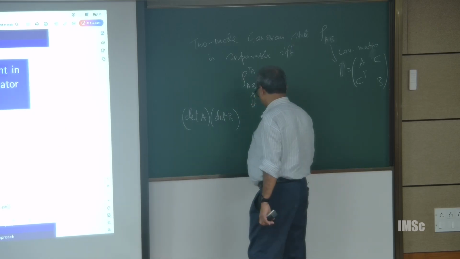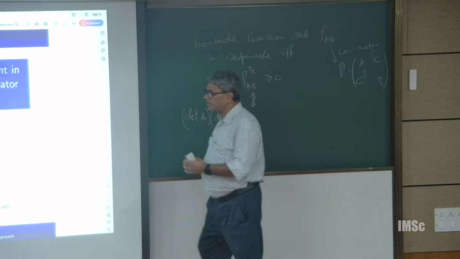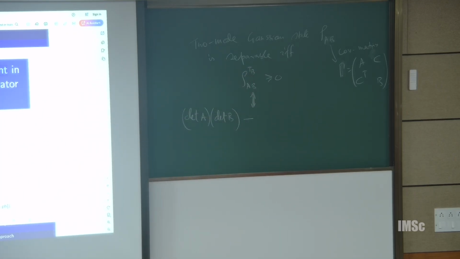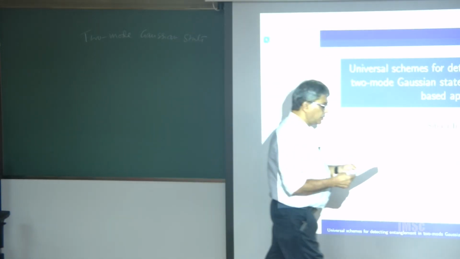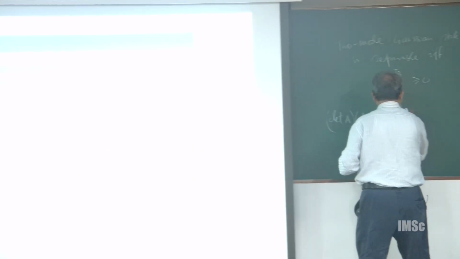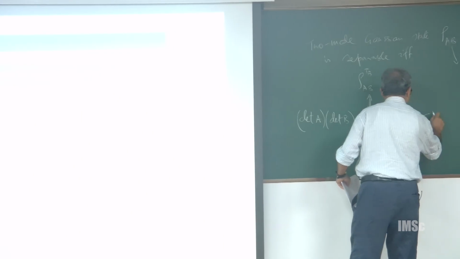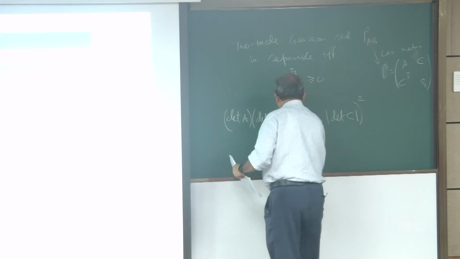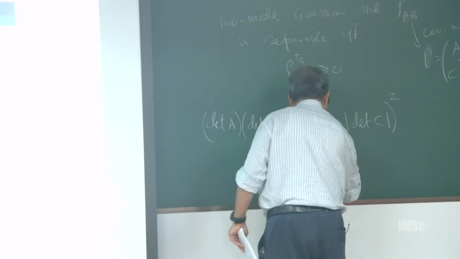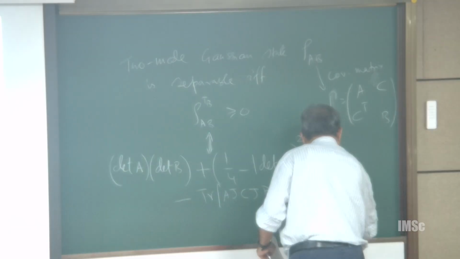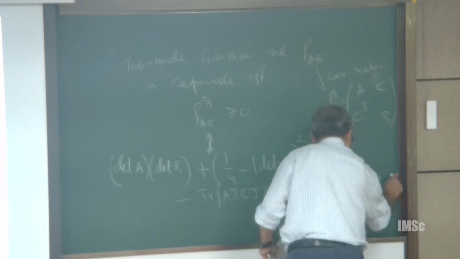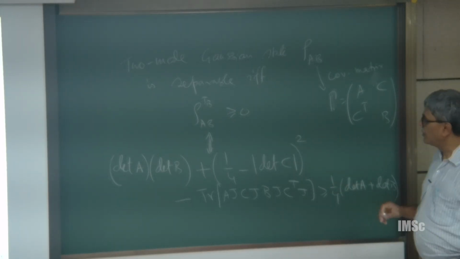And then what was that, minus, maybe let me look at the expression. Yes, okay. So, yeah, not minus, this is plus 1 by 4 minus magnitude of determinant of C whole square minus trace of A j, C j, B j, C transpose j. This is greater than or equal to 1 by 4 determinant of A plus determinant of B, right. This is the condition. Okay.